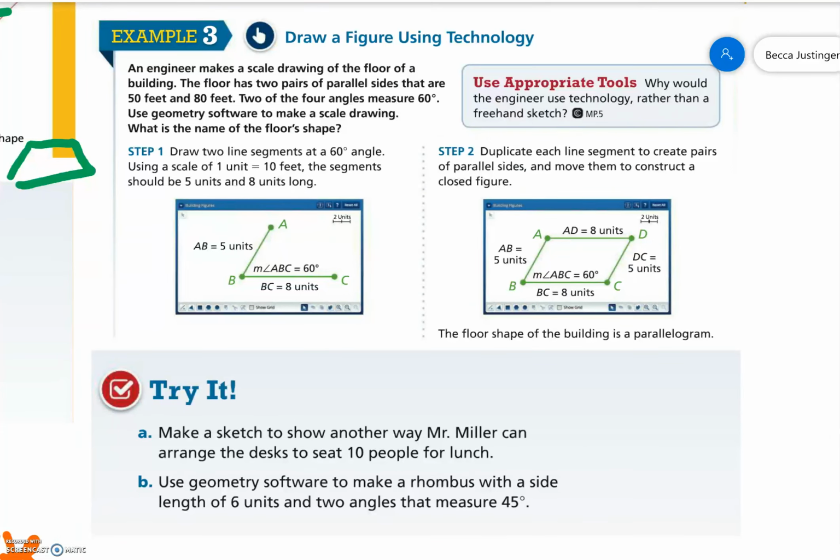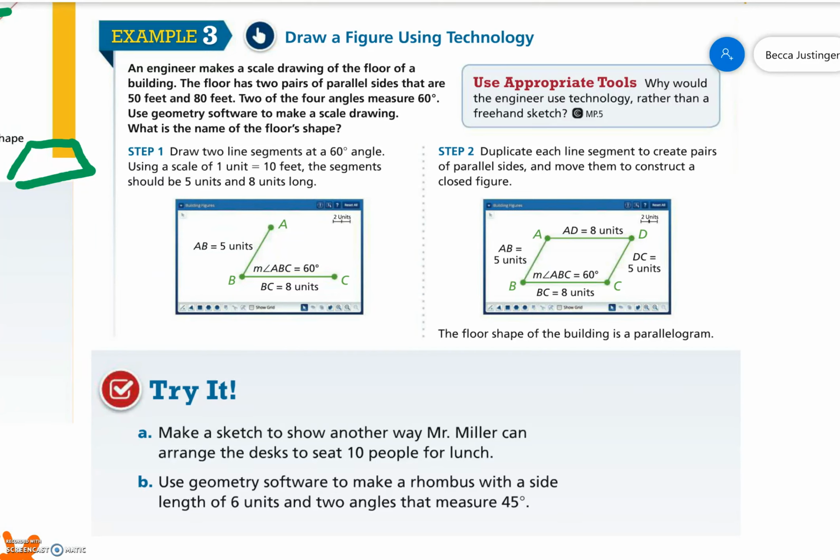Draw a figure using technology. An engineer makes a scale drawing of the floor of a building. The floor has 2 pairs of parallel sides that are 50 feet by 80 feet. 2 of the 4 angles measure 60 degrees. Use geometry software to make a scale drawing.